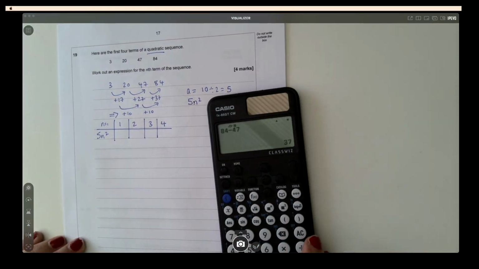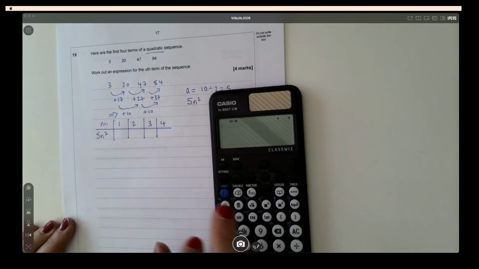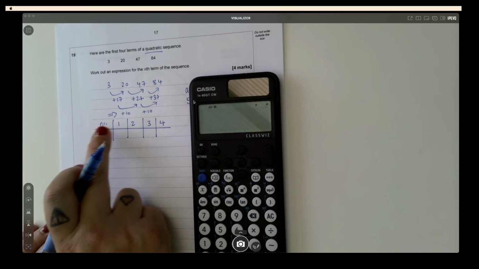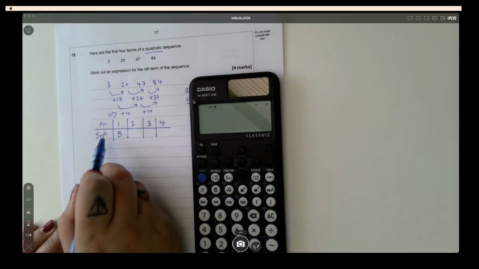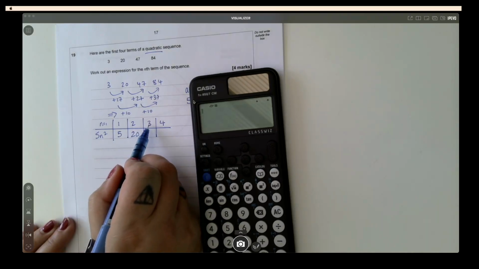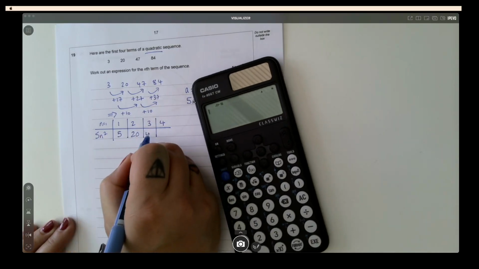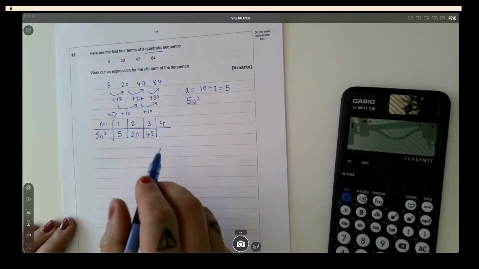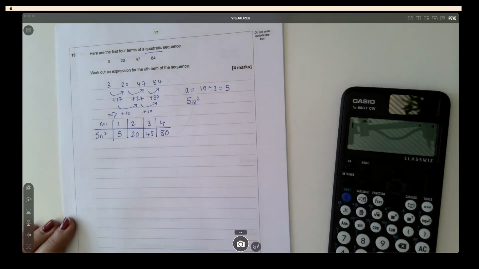Remember, you've got a calculator that you can use at all points throughout this. So 5n squared: if n is 1, 1 squared is 1, times by 5 is 5. If n is 2, 2 squared is 4, times by 5 is 20. If n is 3, 3 squared is 9, times by 5 is 45. And then 4 squared is 16, times by 5 is 80.